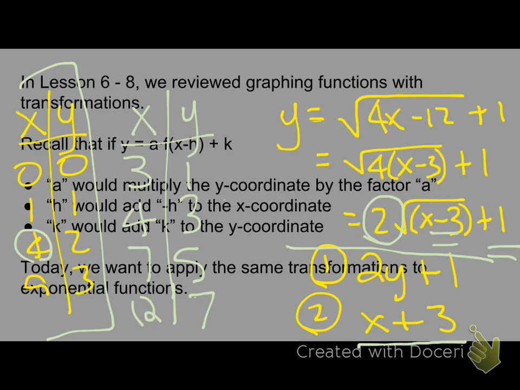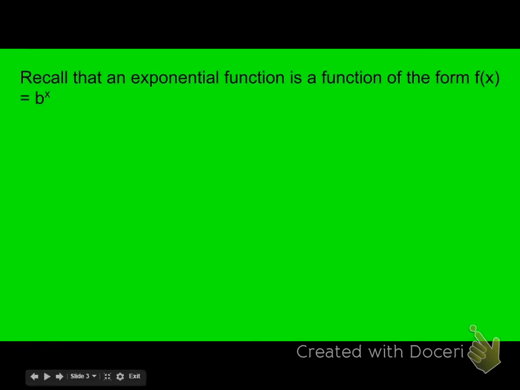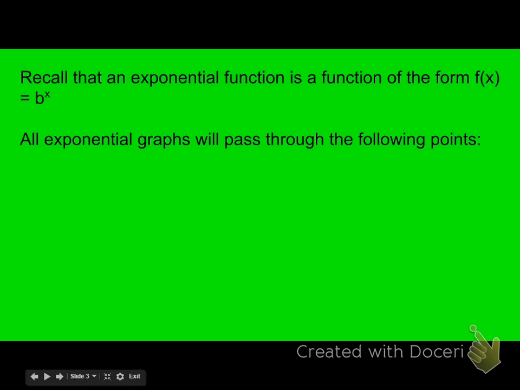Am I getting your memories jogged from doing this last week? Okay. Today, we want to do the same thing, but with the exponential functions f of x equals b to the x. Remember what we learned yesterday. All exponential graphs will pass through the following points. Tell me one of the points that they'll pass through.